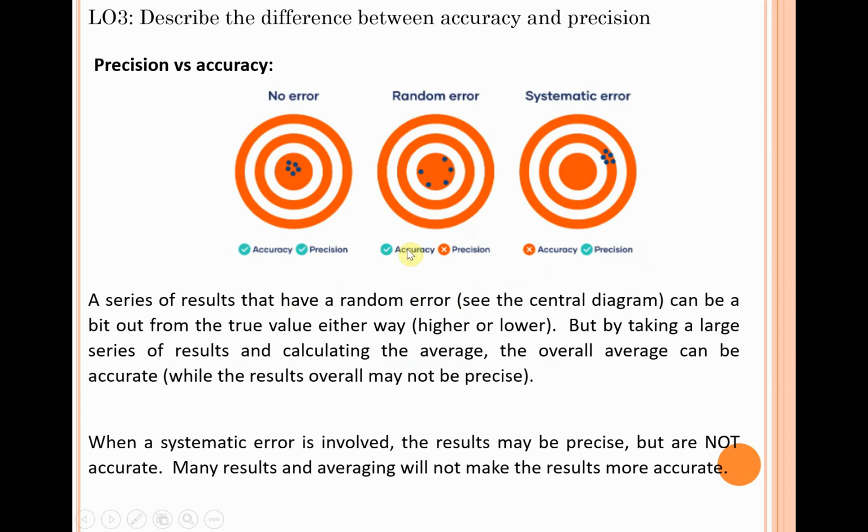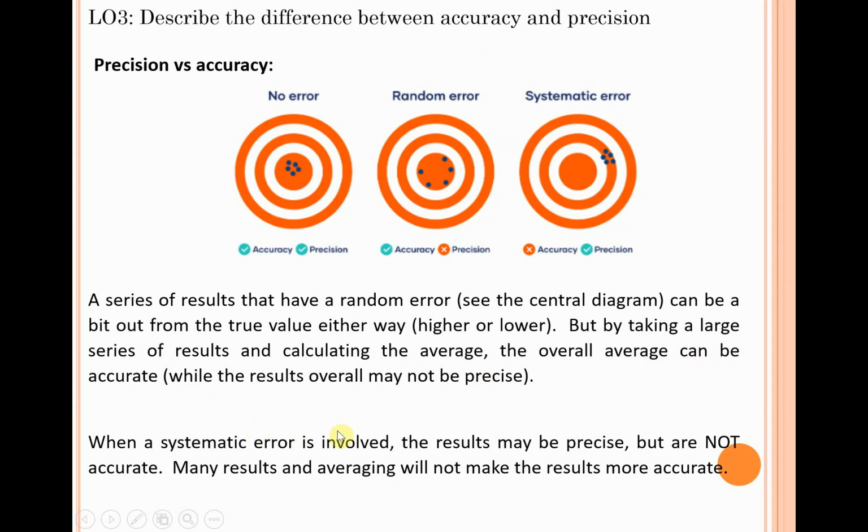And finally, a series of results that have a random error, as you can see in the very center here. They can be a bit out from the true value either way, lower or higher. But of course, by taking a large series of results and then getting the average, the overall average can be accurate, even though the results, as you can see here, may not be precise.